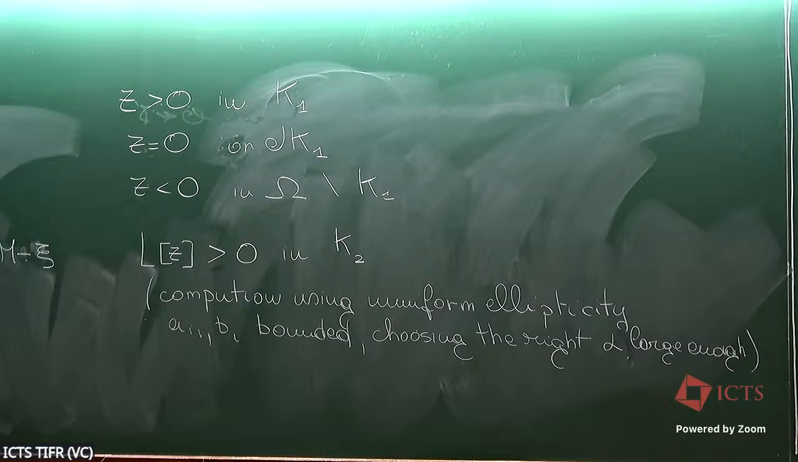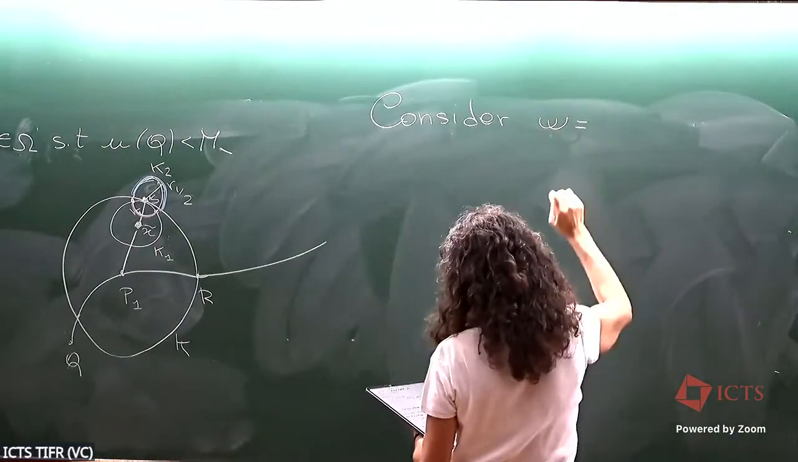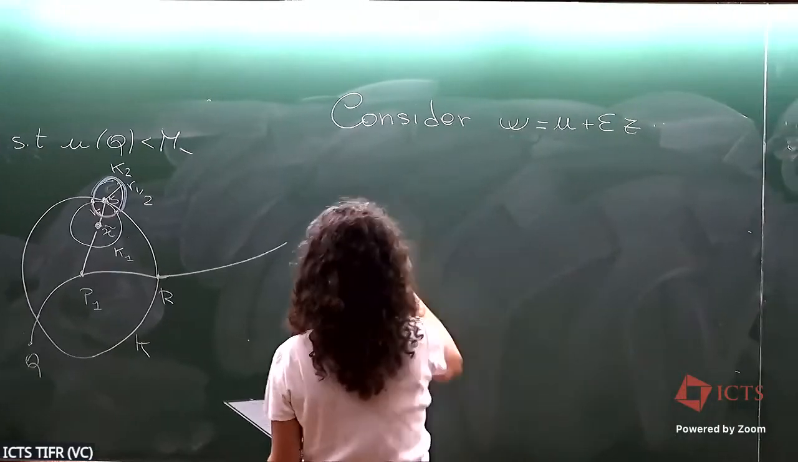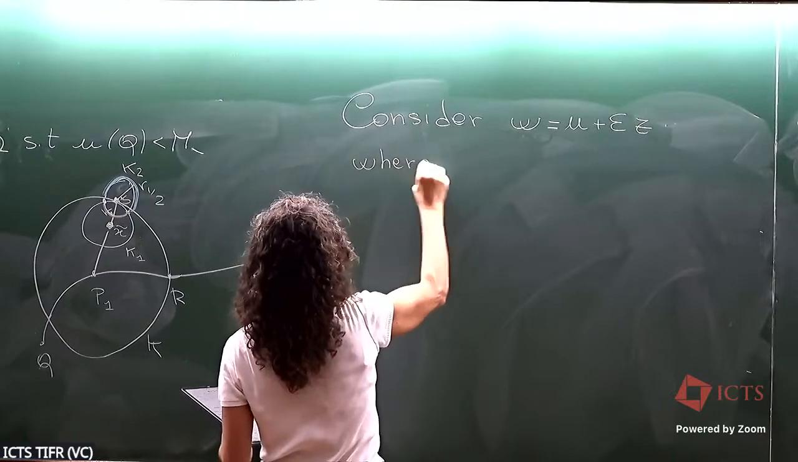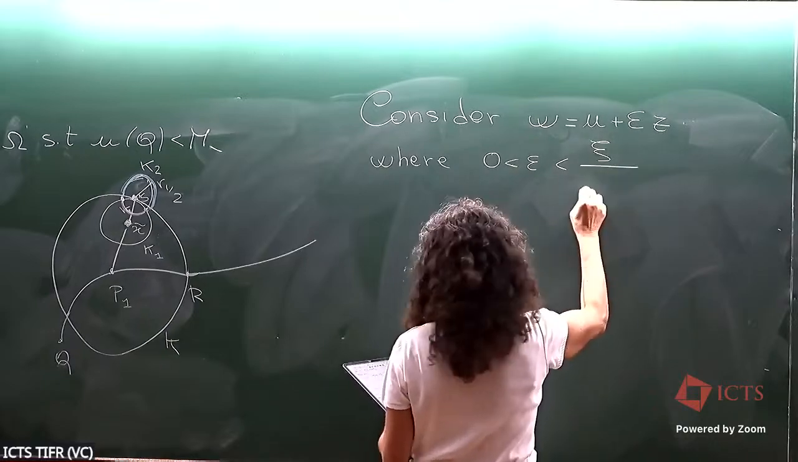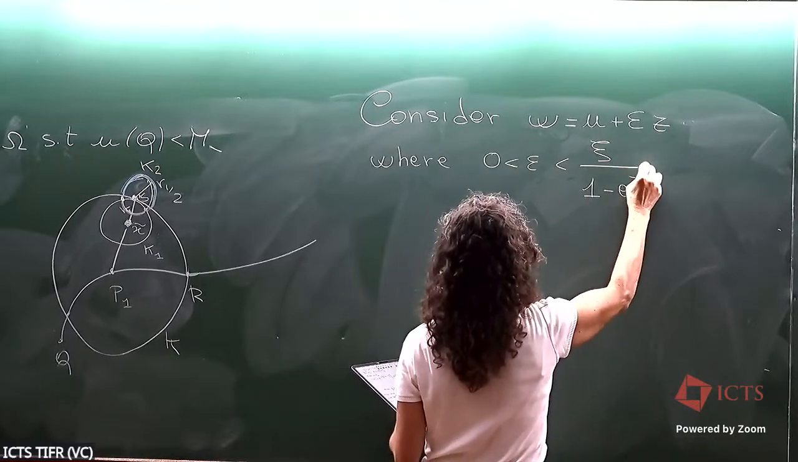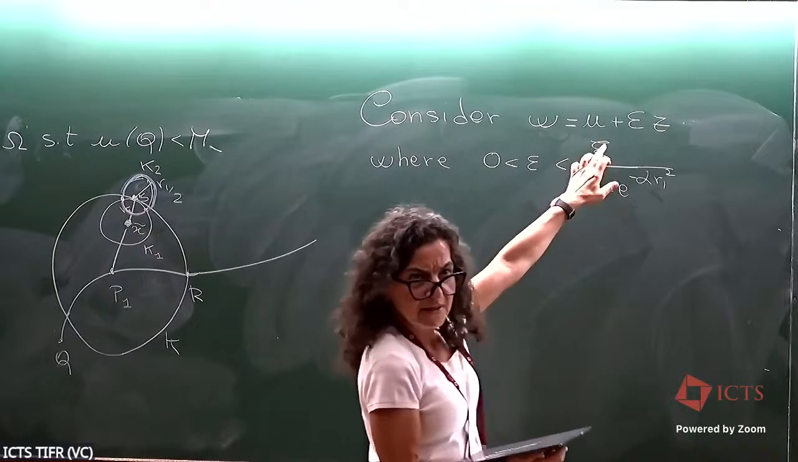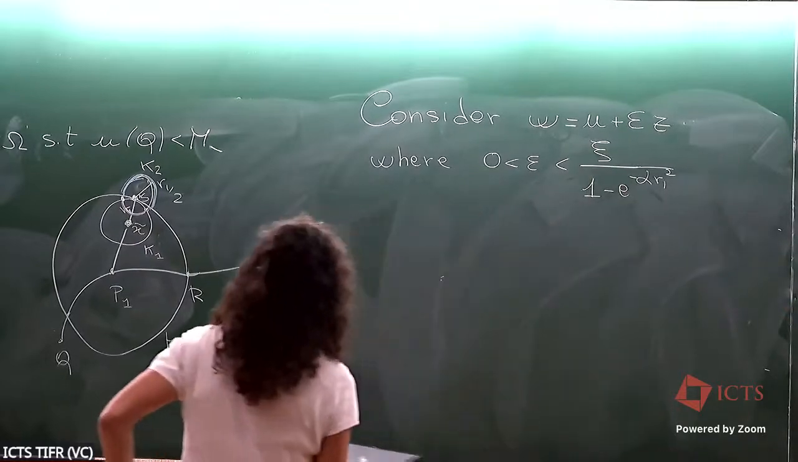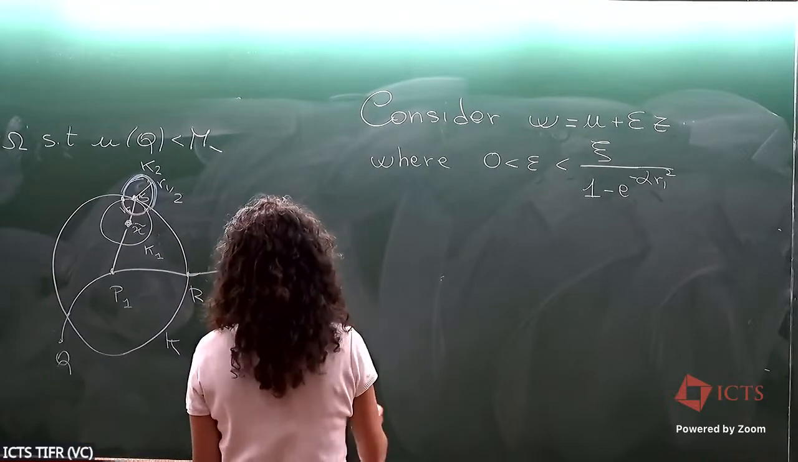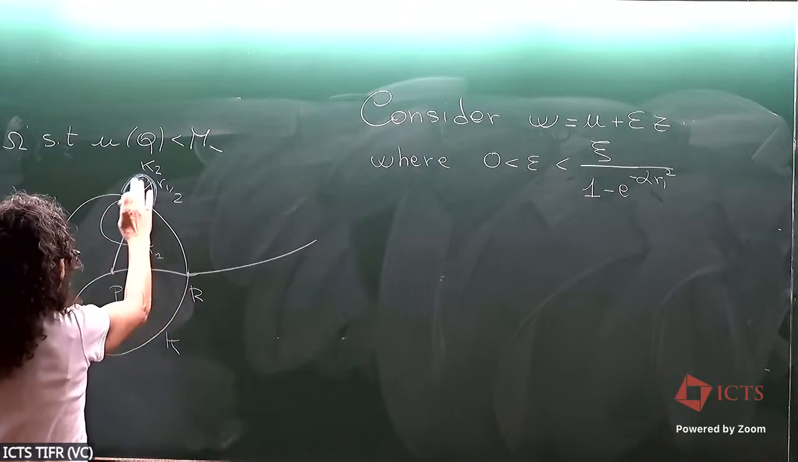Okay, now we consider W equal to U plus epsilon Z, where epsilon is a number larger than 0 and smaller than C over 1 minus e to the power minus alpha R1 squared. Okay, C was our positive number there, and everything has already been defined. Now we are going to use the maximum principle for W in K2, in fact.